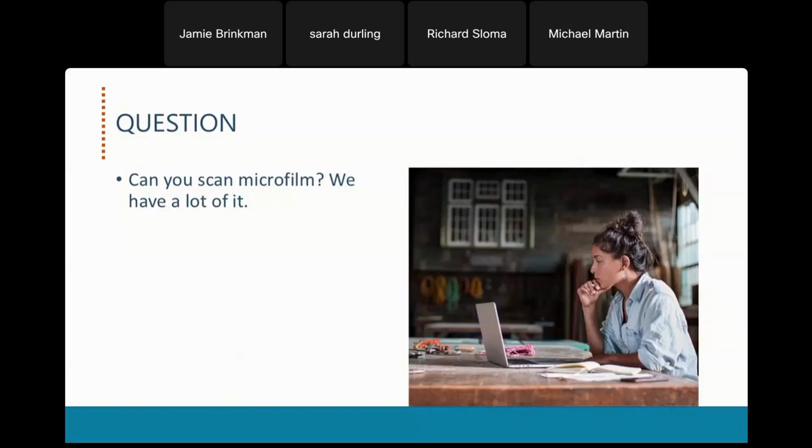The next question is, can you scan microfilm? We have a lot of it. What do you think? I can take this one. Yes, you totally can scan microfilm and microfiche if you still have those. We know it's getting harder and harder to find and repair a microfilm reader. So if you scan them, image them, it can be a really great way to improve the access.